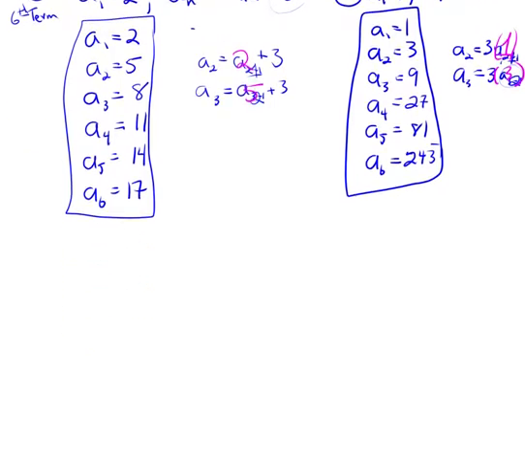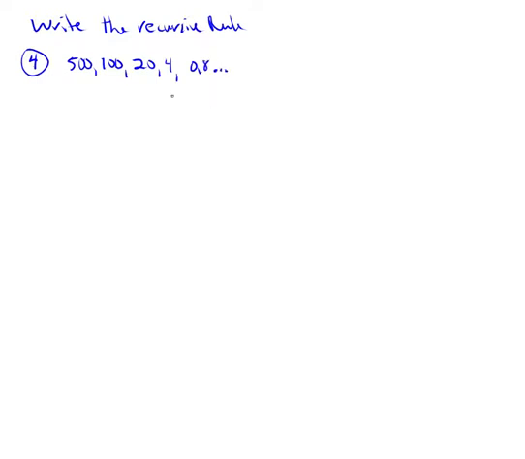So now we want to practice how to write the recursive rule. If we're given a sequence of 500, 100, 20, 4, 0.8, and so on. All right, so it's not arithmetic, so let's test to see if it's geometric.